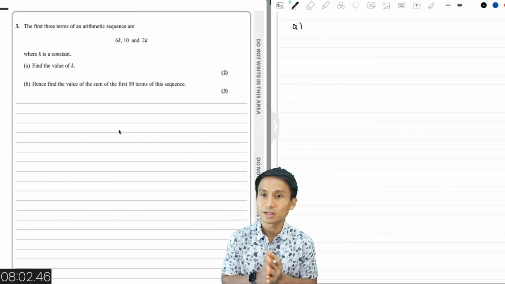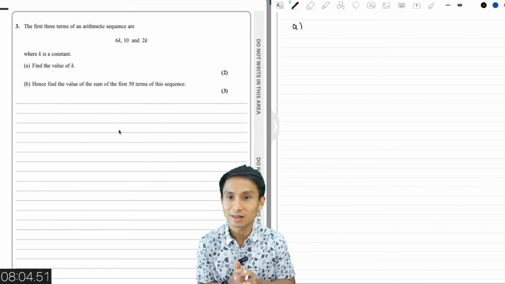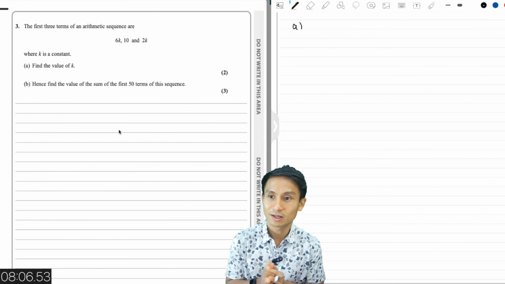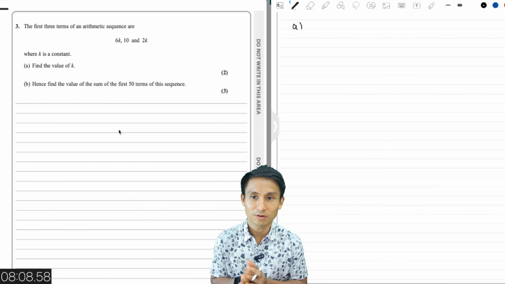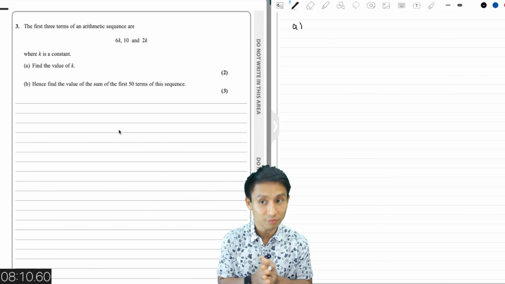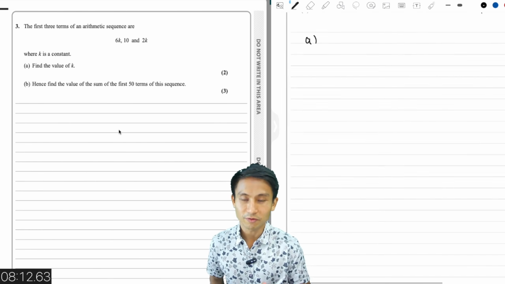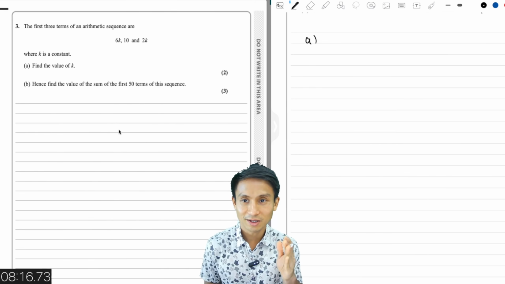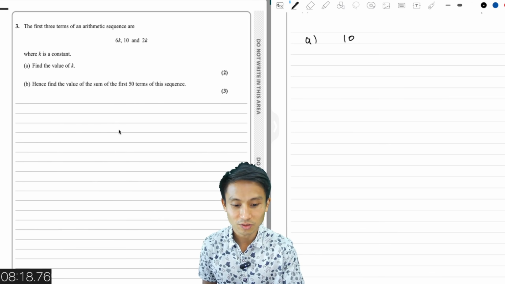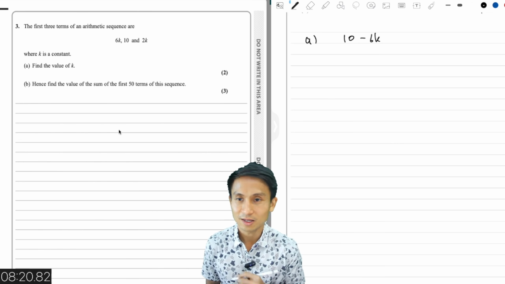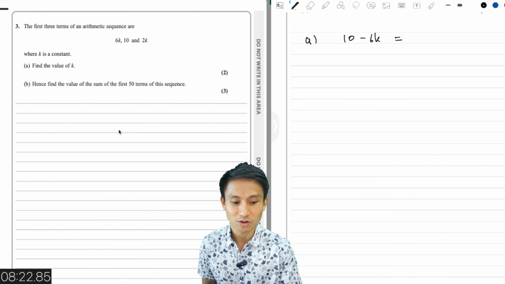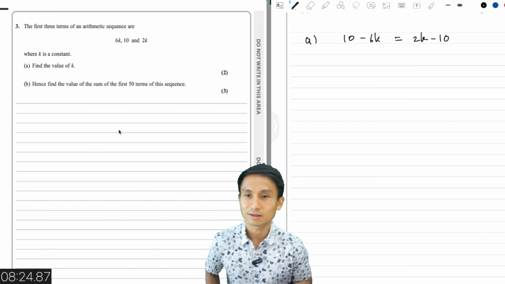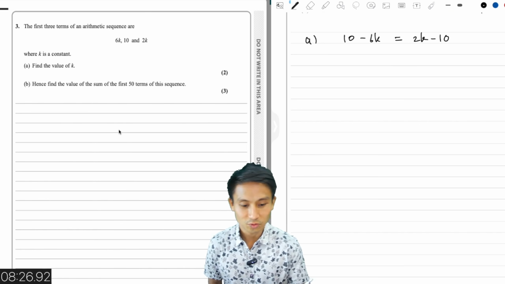The first 3 terms of an arithmetic sequence are given, where k is a constant. A, find the value of k. Well, arithmetic means that you have a common difference, right? So a common difference means that if you take the difference between 2 adjacent terms, you're going to get the same value. So 10 minus 6k is equal to d, which is also equal to 2k minus 10. Yeah, like that.